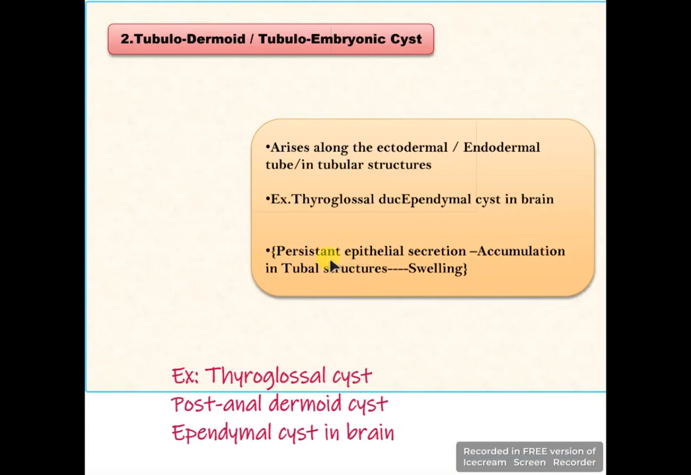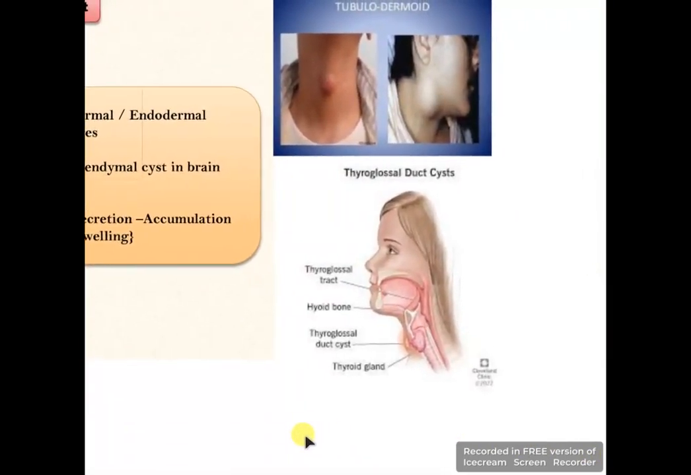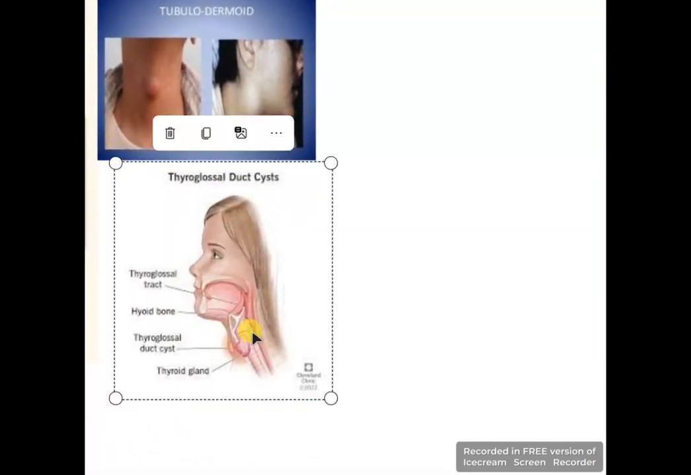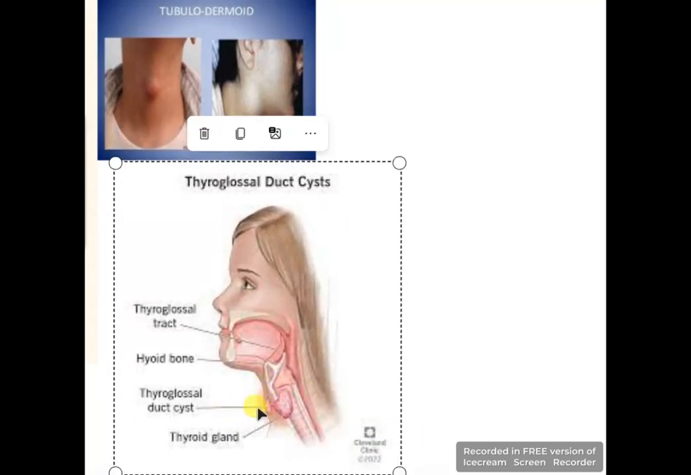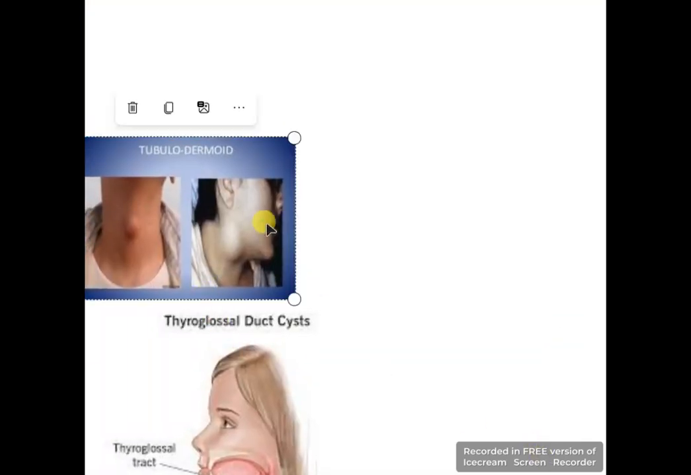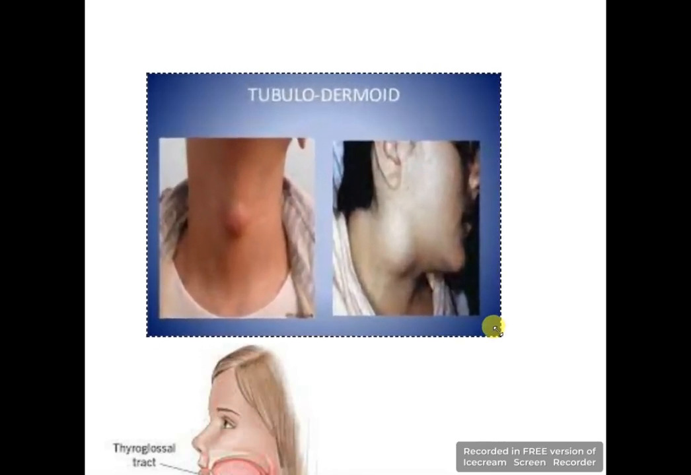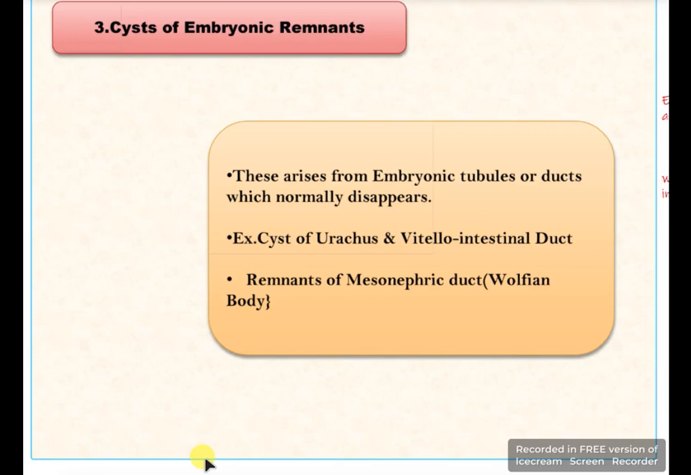What happens in tubulodermoid cyst? There are persistent epithelial secretions from the glands which get accumulated in the tubal structures, ultimately resulting in a swelling and collected as a cyst. We'll see here the tubulodermoid cyst example, thyroglossal duct cyst. Here it is. See, the thyroglossal duct is here and the collection which accumulated and formed the cyst is here. So it looks like this. This is the appearance.